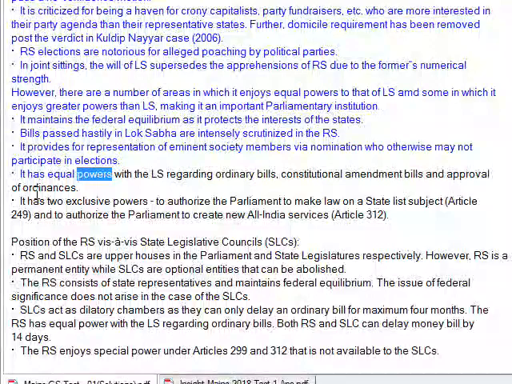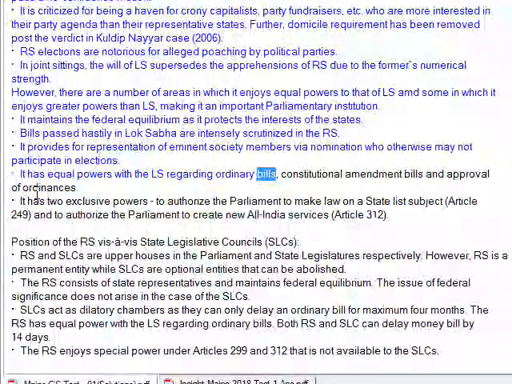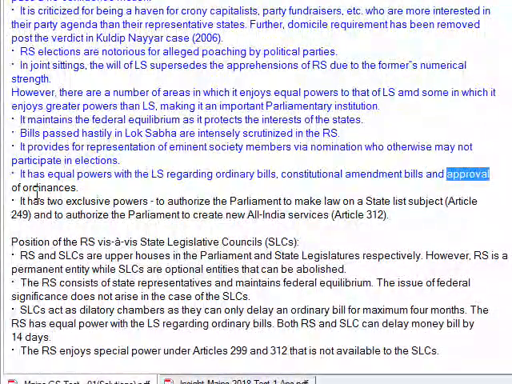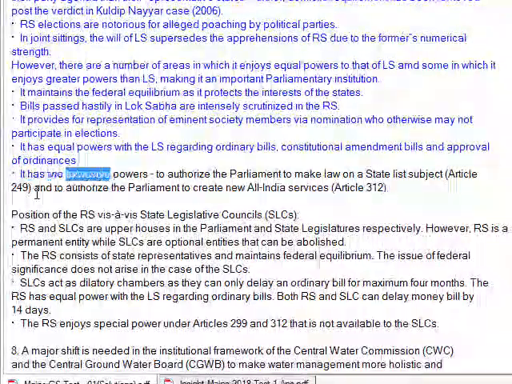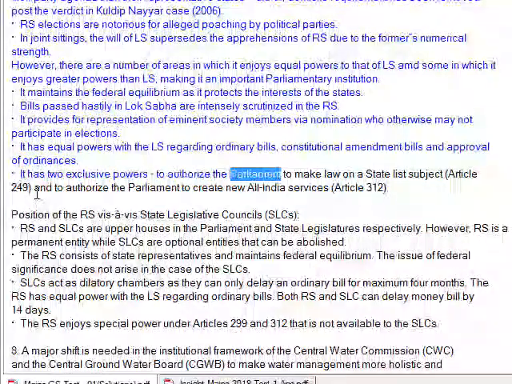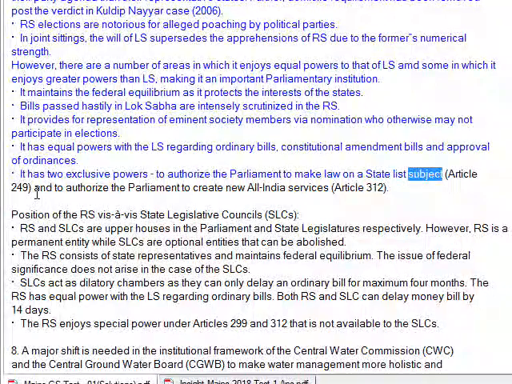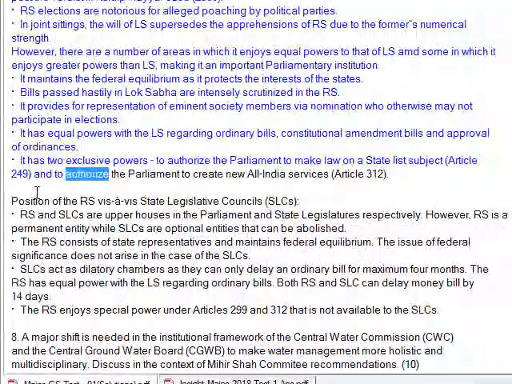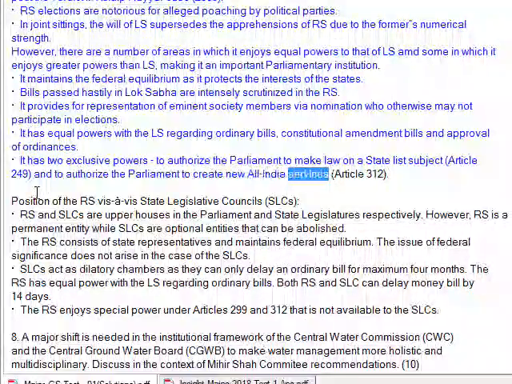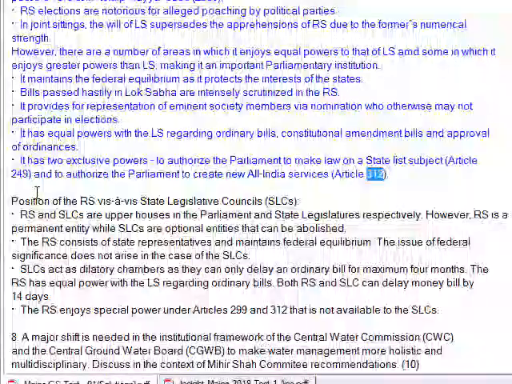It has equal powers with the LS regarding ordinary bills, constitutional amendment bills, and approval of ordinances. It has two exclusive powers: to authorize the Parliament to make law on a state list subject, Article 249, and to authorize the Parliament to create new All India Services, Article 312.